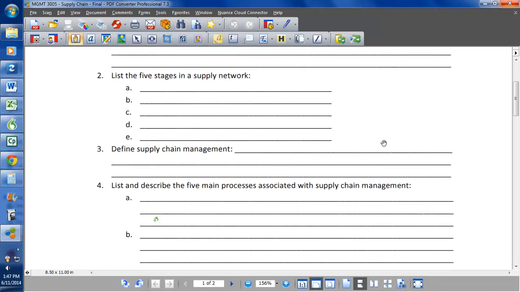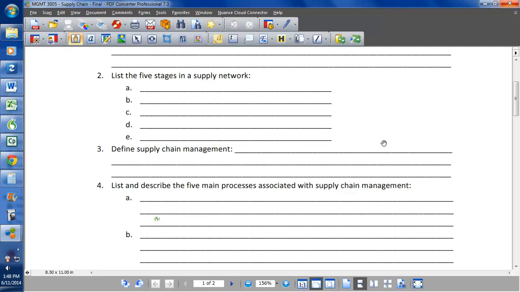List the 5 stages in a supply network. All right, so you've got your supplier. That's the people that produce the raw materials. You've got your manufacturer. That's the person that creates the product from the raw materials. You've got your distributor. That's the person that makes sure that the products get to the retailers, which is the 4th one. And the retailers are the ones that are selling it to individual consumers, and then 5 is consumer, right? The customer. So you've got the supplier, the manufacturer, the distributor, the retailer, and the customer, right?